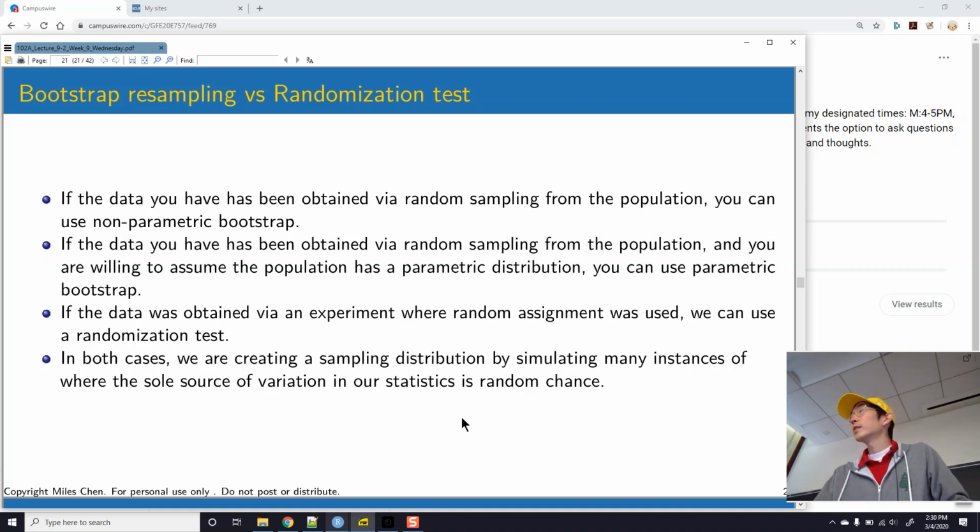Wait, so in a parametric bootstrap, we can sample without randomness? No. In parametric bootstrap, we are using randomness, but we're using randomness of some specified distribution. Oh. So we just say the population is normal, or the population is gamma, or some probability distribution that R has, right? R has rbeta and rnorm and rgamma and rchisq, and you can use any of those things and you just say, I'm thinking the population looks like this. Yeah.